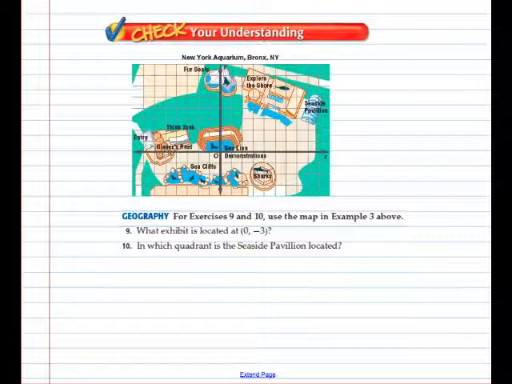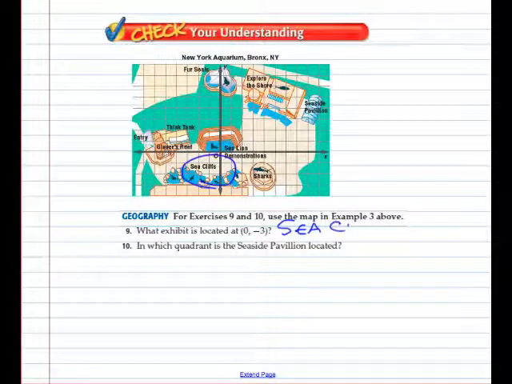Back to our exhibit map. It says which exhibit is located at 0, -3, so no left or right, and down 3. I'm sorry, 1, 2, 3, right here. It would be the Sea Cliffs. So Sea Cliffs is at the coordinate 0, -3.